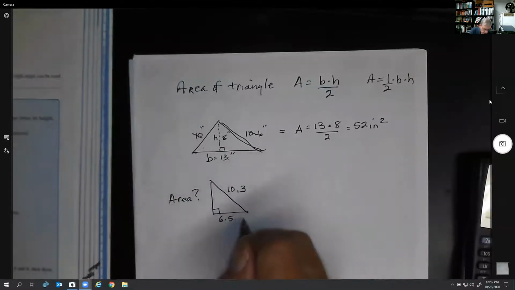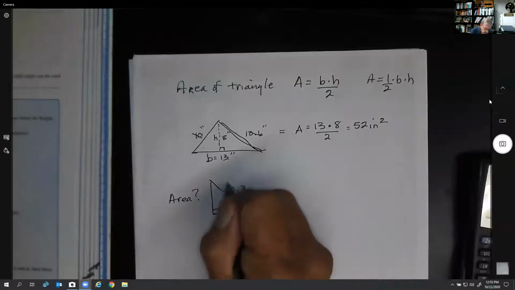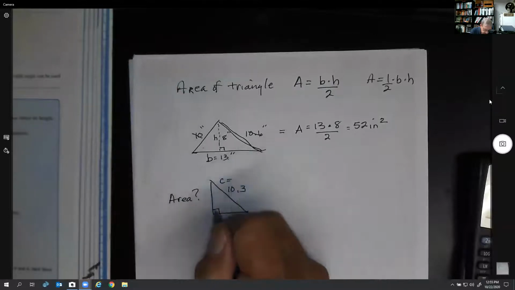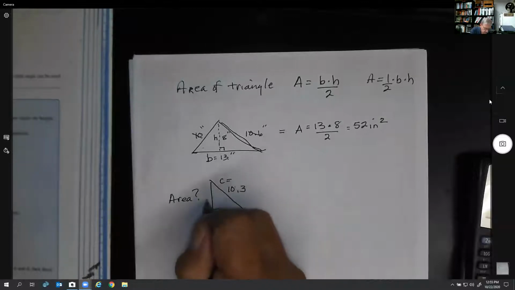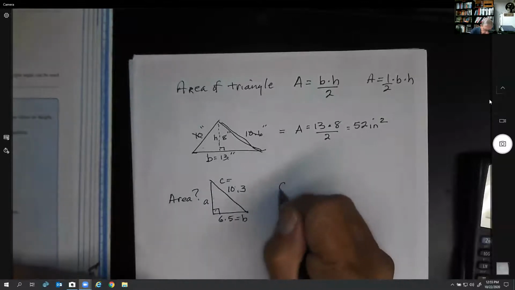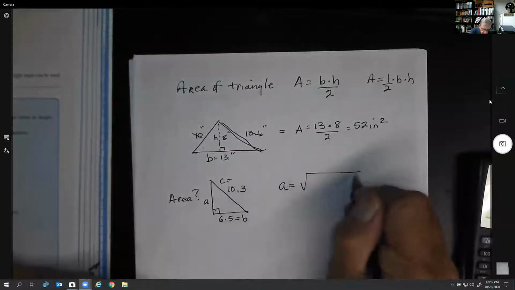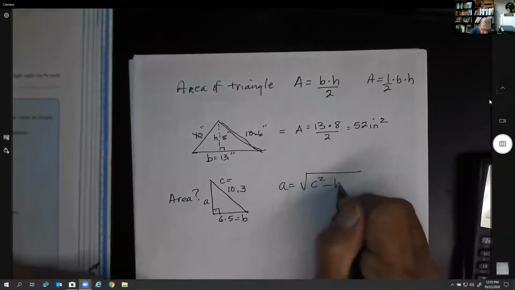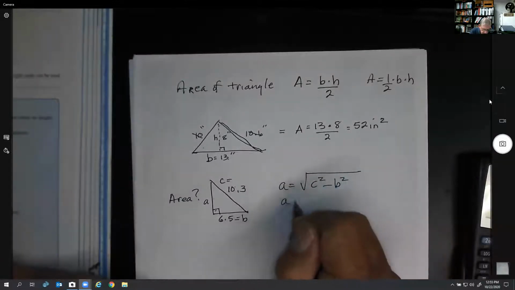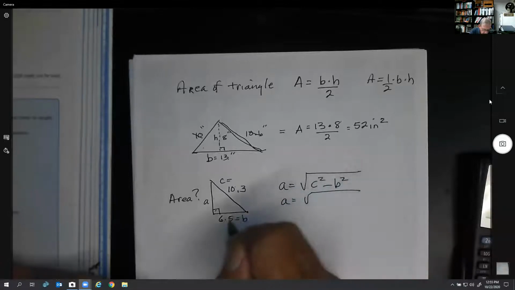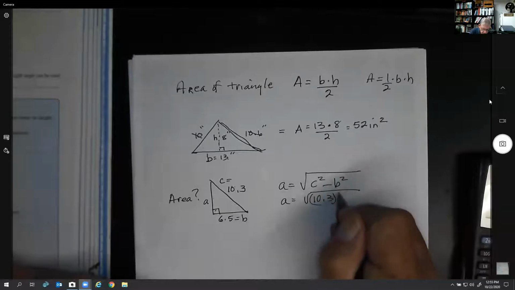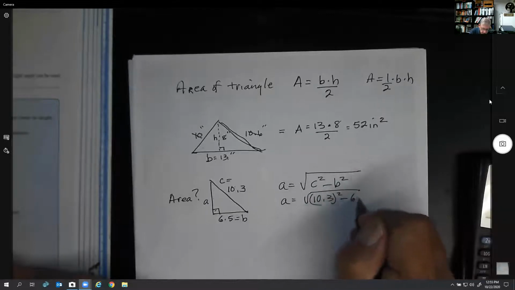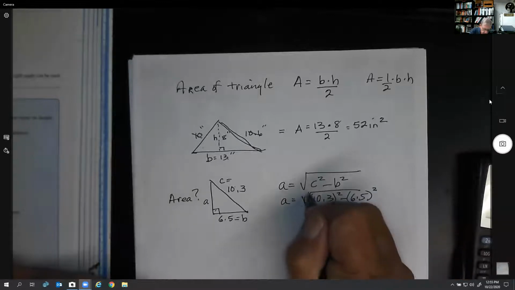We call this B, call this C, because it's opposite, right? Hypotenuse. So we're looking for side A. A equals the square root of C squared minus B squared. A equals the square root of 10.3 squared minus 6.5 squared, and then the square root of that.